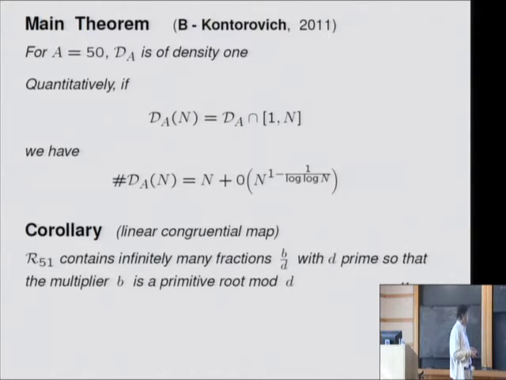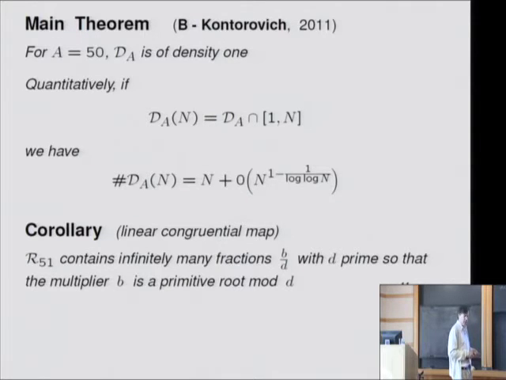R51 is going to contain infinitely many fractions B over D, where D is prime and B is primitive mod D, which is what you need in that thing. Most denominators work, right? It says most denominators work, but still you need a little bit of room because B has to be chosen primitive mod D.